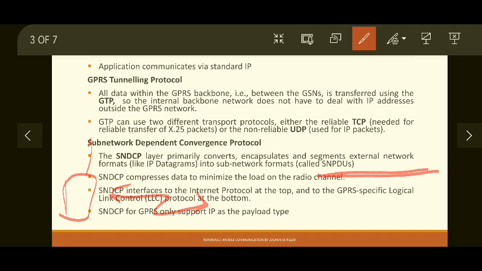So subnetwork formats are obtained via SNDCP. Also, we know that mobile handsets cannot have a larger battery life, so all the data has to be compressed in order to efficiently transmit over the wireless network, that is the Um interface. So compression of data is also done by SNDCP.